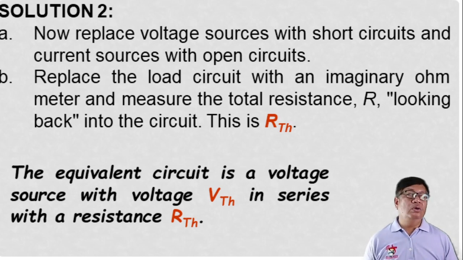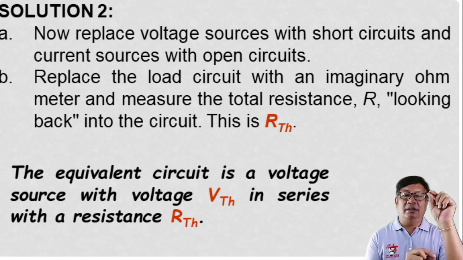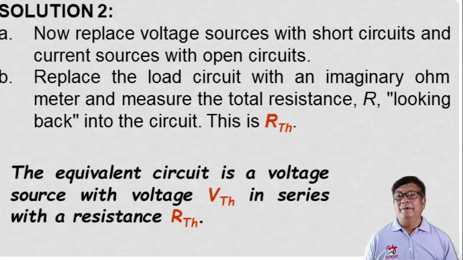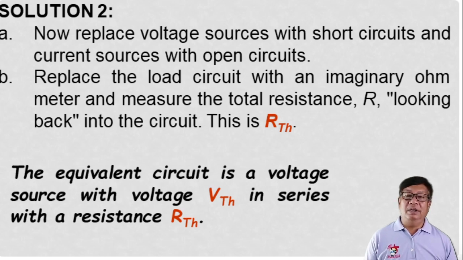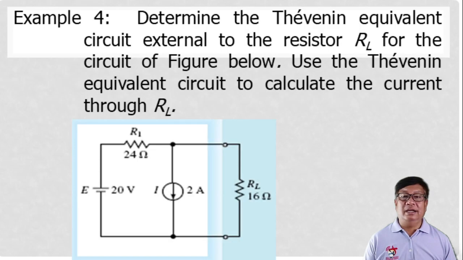Then try to analyze the circuit and solve for the resistance based on the load terminal, not based on the source but based on the load terminal. Okay, so the equivalent circuit is a voltage source with voltage V sub TH in series with a Thevenin resistance R sub TH. Okay, so yun nga ang mangyayari natin ngayon.